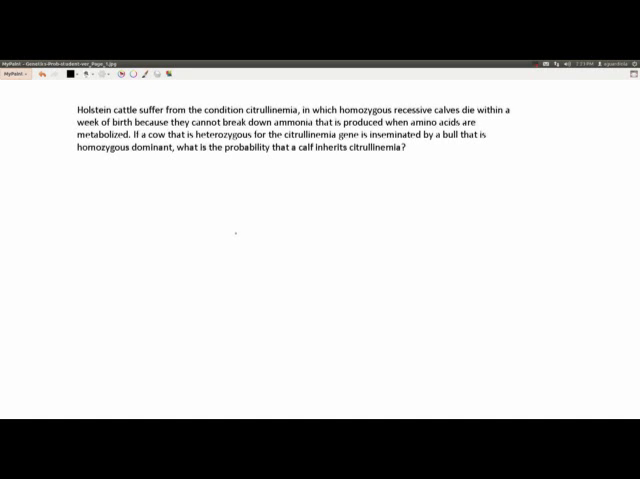All right, when you start to solve genetics problems, you need to create a key so that you can keep track of your dominant and recessive alleles. So that's the first thing that we are going to do, create a key. This talks about citrullinemia, so I'm just going to pick the letter C, and remember, we'll use the capital letter for the dominant allele. We use the lowercase letter for the recessive allele.